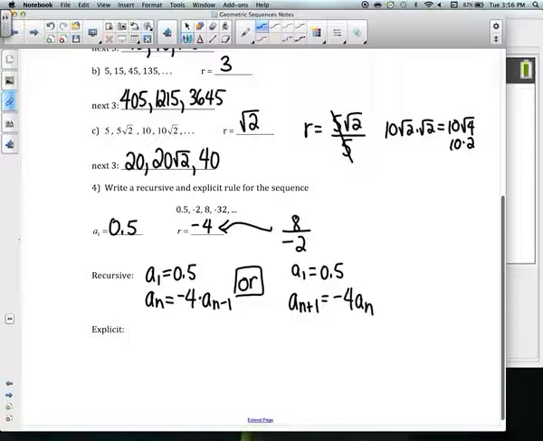And then for explicit, first term times the common ratio to the n-1. Notice I put the ratio in parentheses because it was negative. So usually with negatives and fractions, I put it in parentheses. You could always put it in parentheses. It assumes there's multiplying in between there.